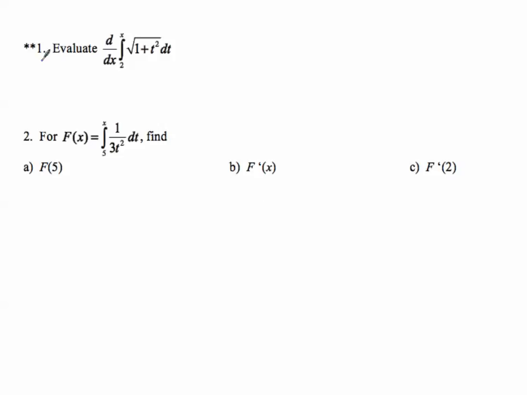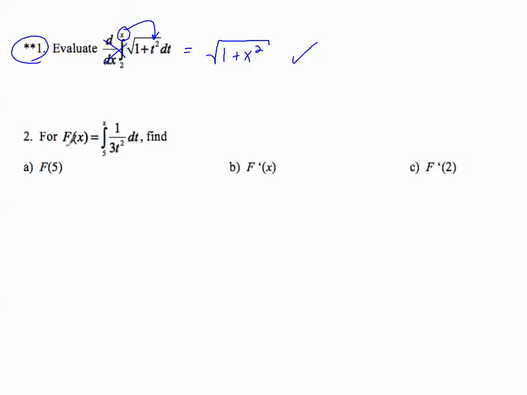In number 1, it says evaluate the derivative with respect to x of the integral from 2 to x of the square root of 1 plus t squared dt. So remembering that derivative and antiderivative are inverse processes, I see the variable is x, that goes in place of the t, and my answer is the square root of 1 plus x squared. Done. So we just remember that these are inverse processes.